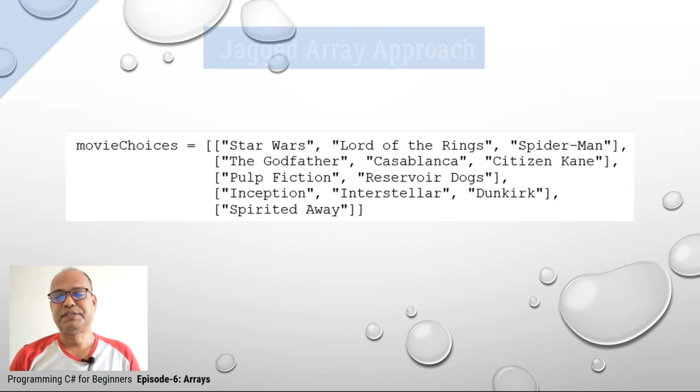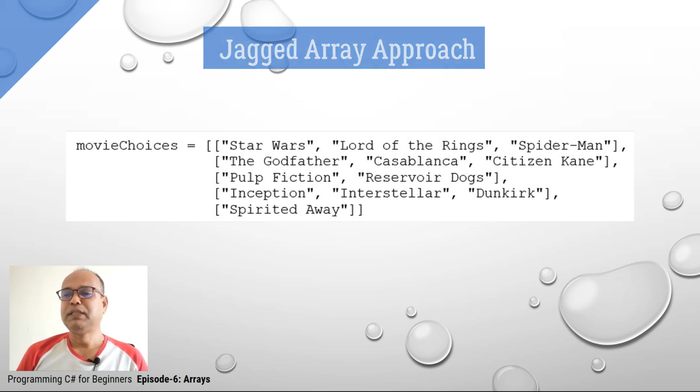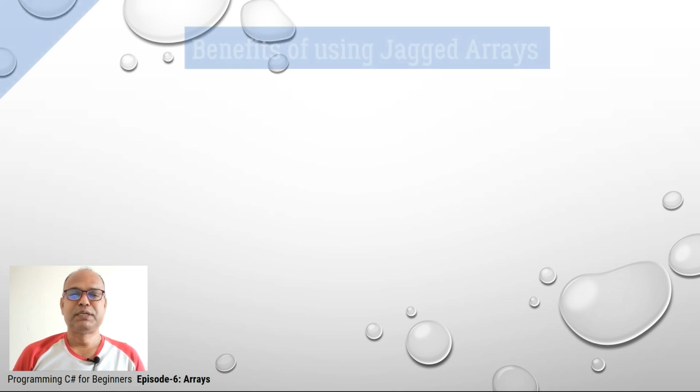Reservoir Dogs, etc. If we perform the same work by using the jagged array approach, a jagged array comes to the rescue. Here, each friend's movie choices form a sub-array within the main array, and these sub-arrays can have different lengths. Look at the image, movie choices. Now you only allocate memory for the movies each friend wants to watch, making this a more memory efficient approach.